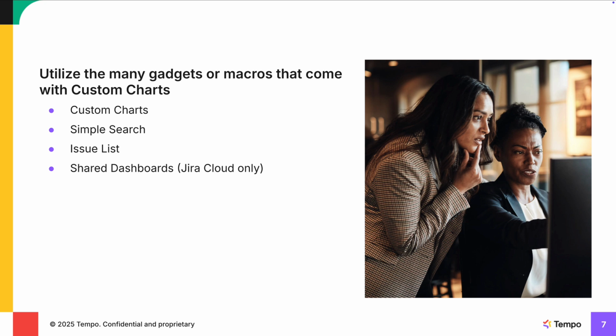Custom Charts comes with several different gadgets, or if you're using the Confluence app, many different macros that you can use to get the most out of your Jira reporting. The 4 gadgets in Jira are Custom Charts, Simple Search, Issue List, and Shared Dashboards. The first 3, Custom Charts, Simple Search, and Issue List, can also be used in our Confluence app.